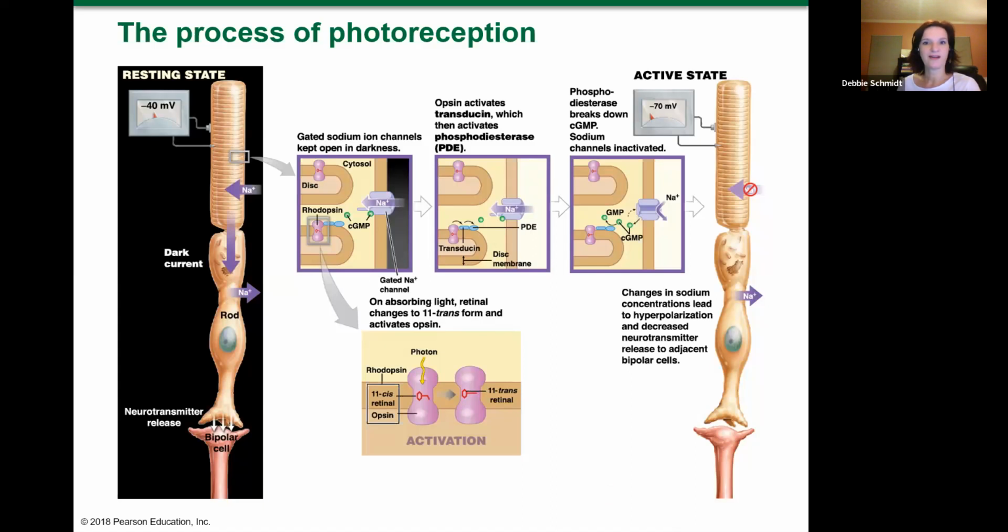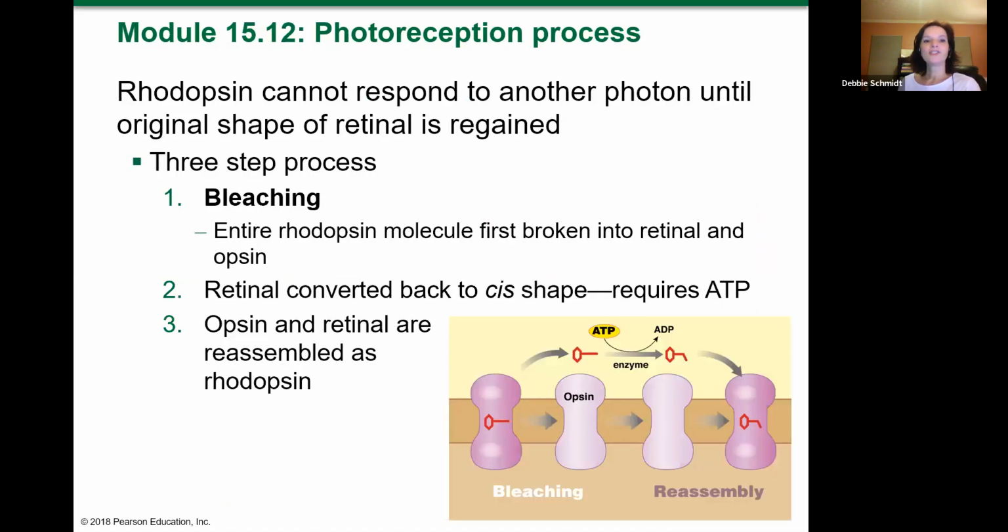Rhodopsin cannot respond to another photon until its shape is regained. We have to bend it again, and that's called bleaching. It requires ATP, and it requires some time to reassemble opsin into rhodopsin.